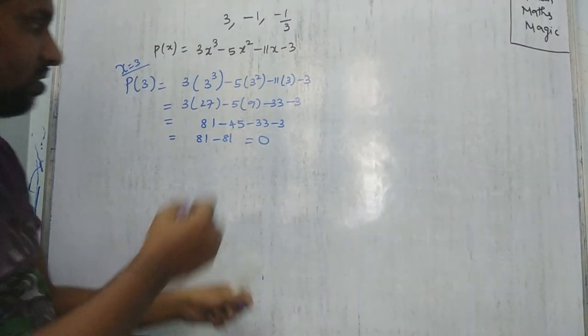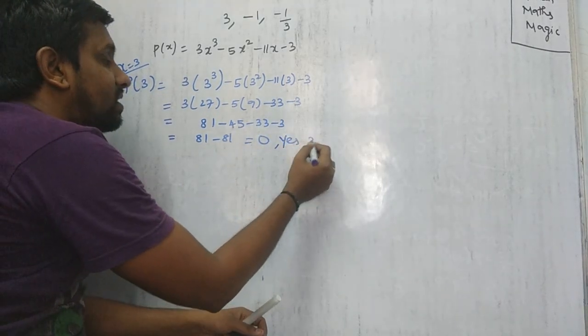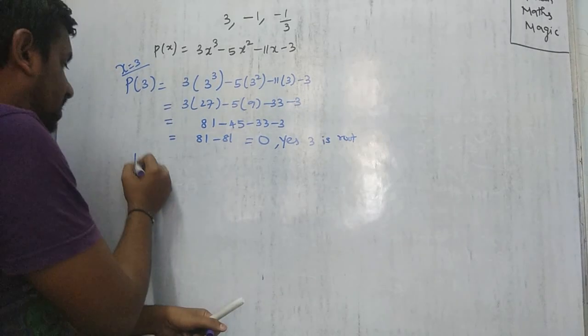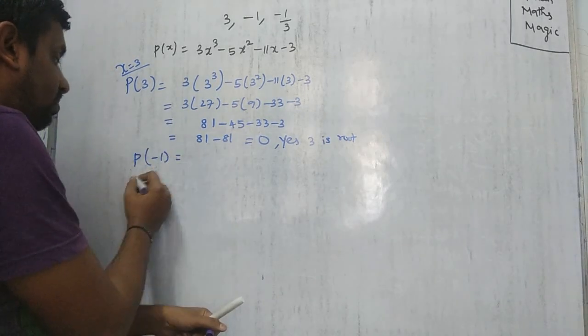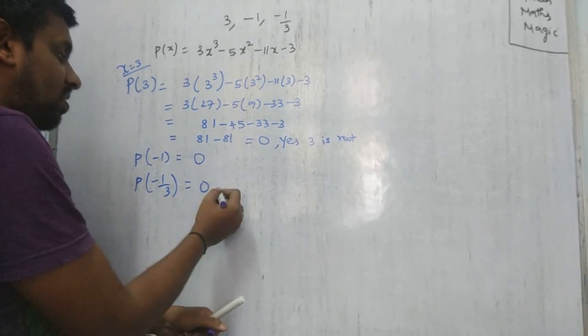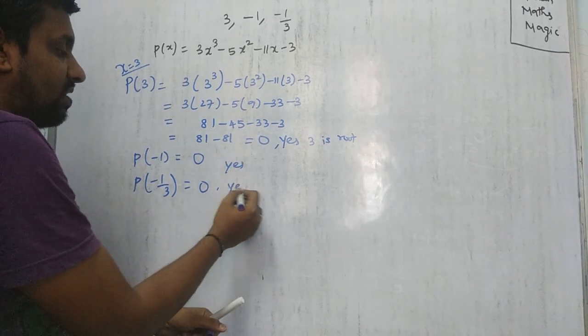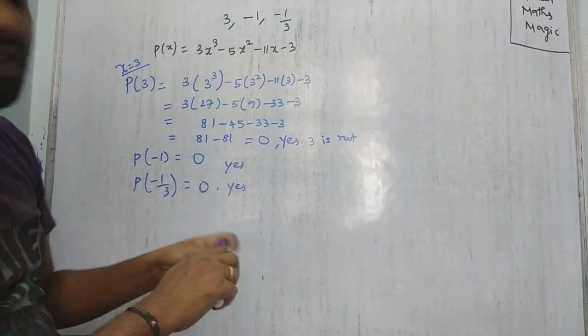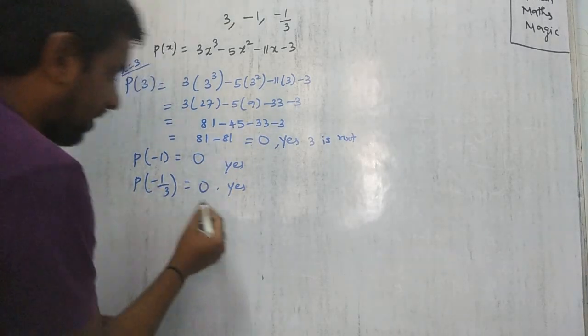So what should we write as the answer here? Yes, 3 is a root of the polynomial. Similarly, what will p of -1 be? And p of -1/3? I think both will be 0. Therefore you have to write yes. Now we have finished one part. What is next? Verification. What is the formula for verification? That I will write here.